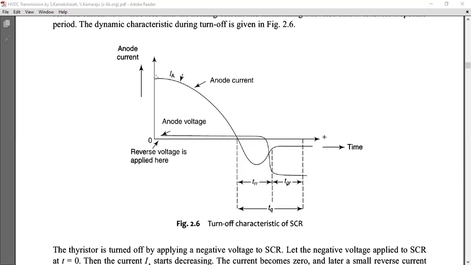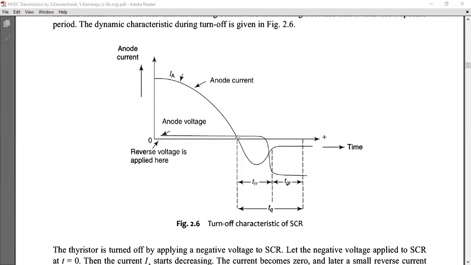For reversing the anode current, it is okay. If the anode current is still not decreasing, we have to apply the negative voltage again. If negative voltage is applied to the SCR, then the anode current will suddenly decrease and come to the reverse direction. The current becomes 0, and after becoming zero here, a small reverse current will be flowing. This is the small reverse current.